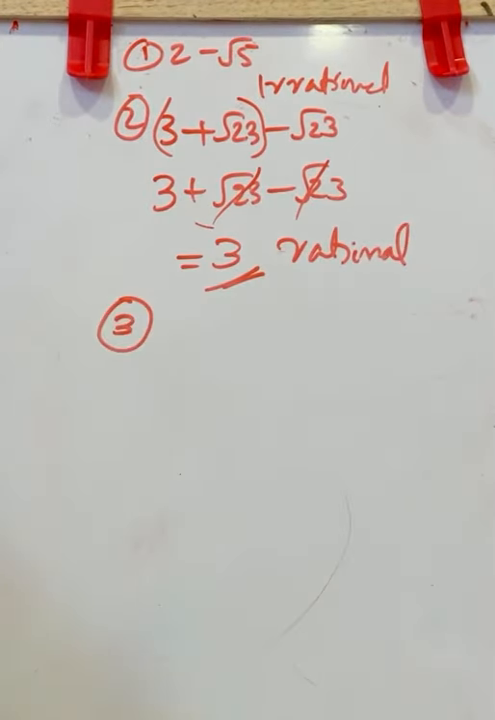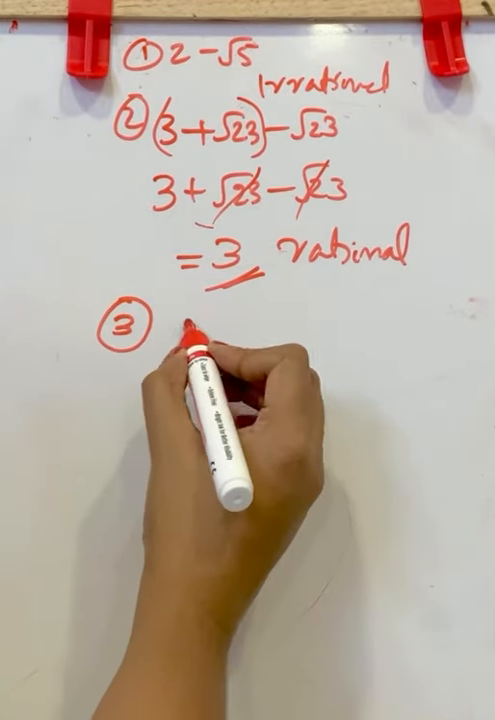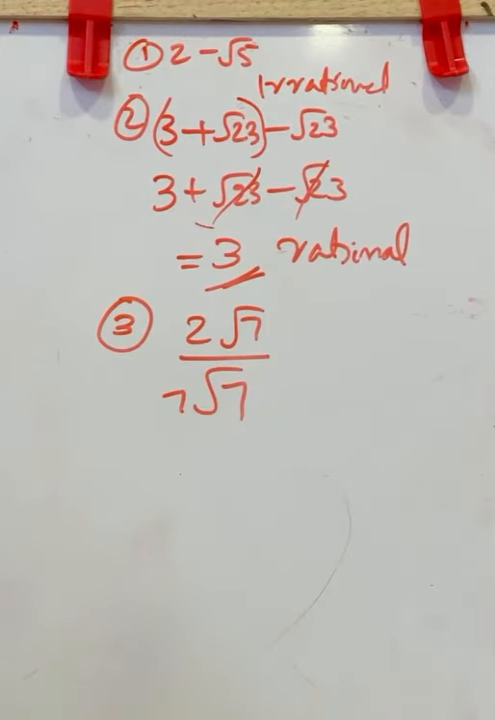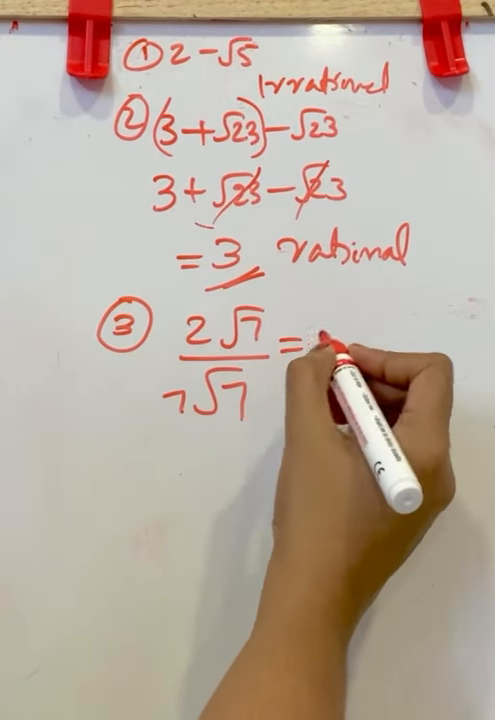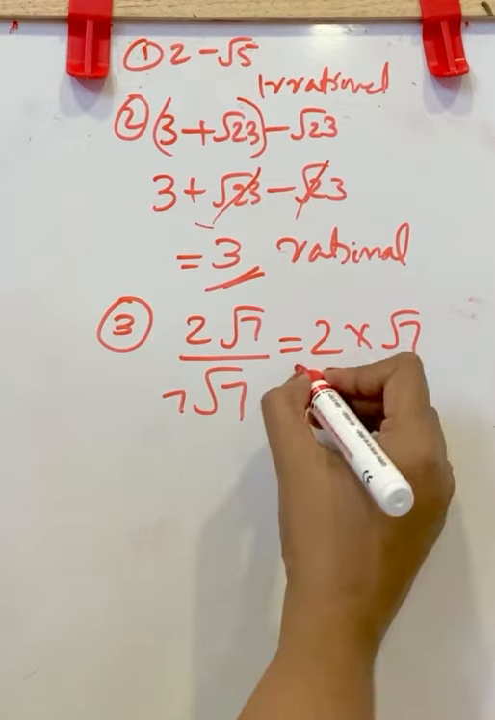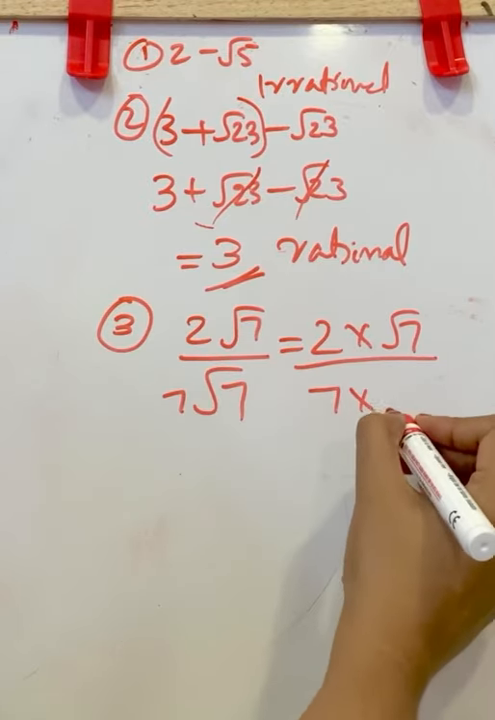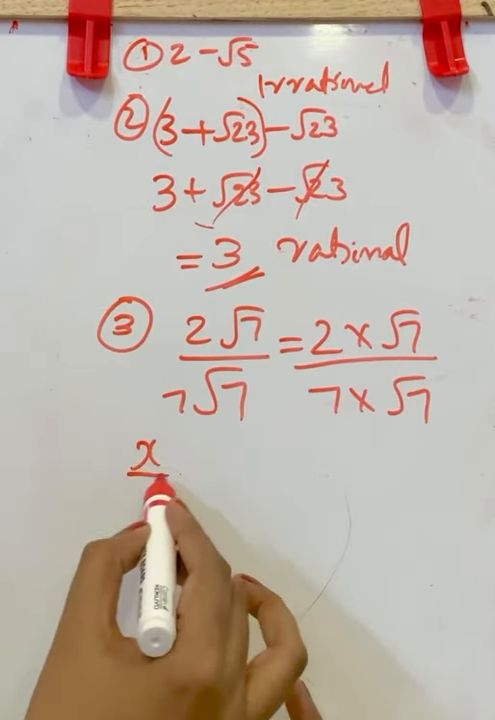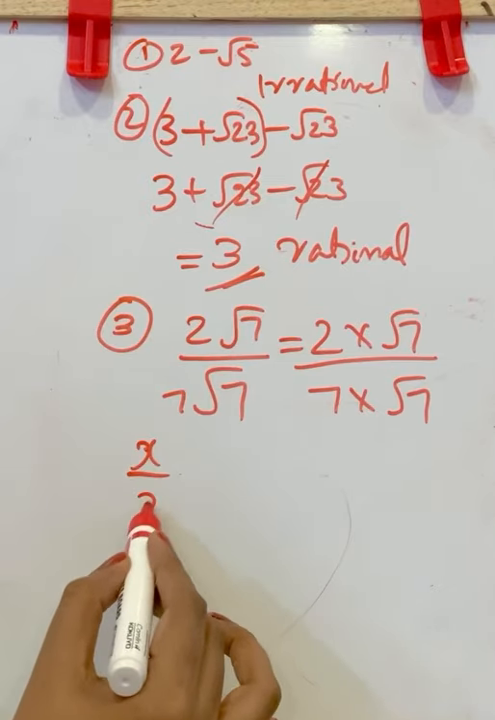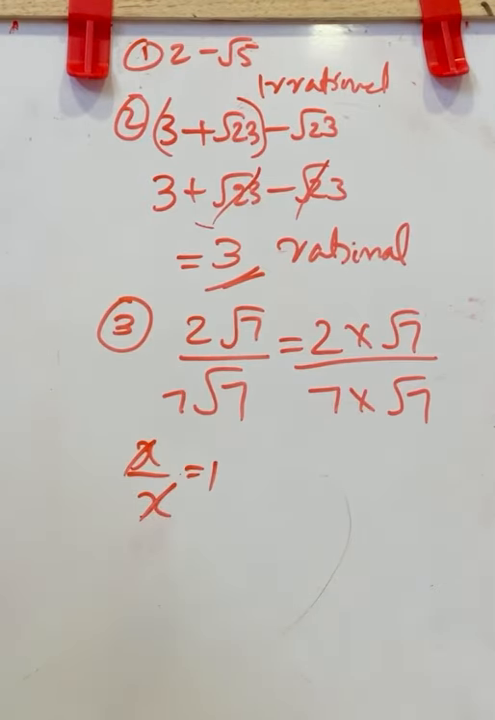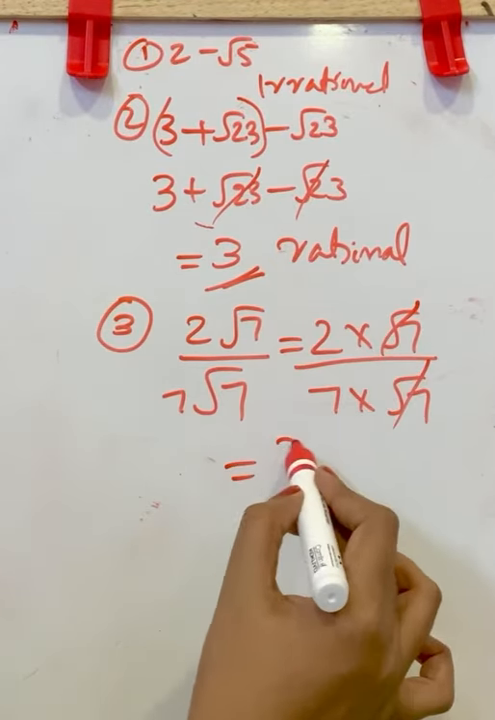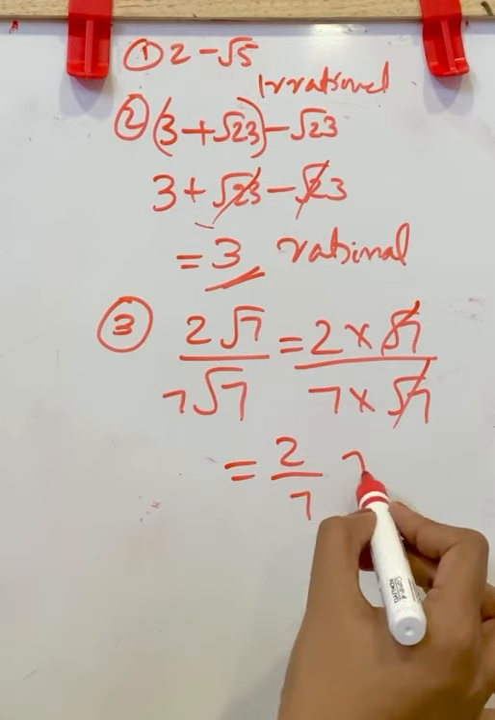Now next one is 2 root 7 by 7 root 7. Here 2 root 7 means 2 into root 7 and 7 root 7 is 7 into root 7. Here in denominator and numerator we have same number and we know any number same as in numerator and denominator becomes 1. So here root 7 by root 7 it becomes 1. That is the final answer is 2 by 7. This is rational.